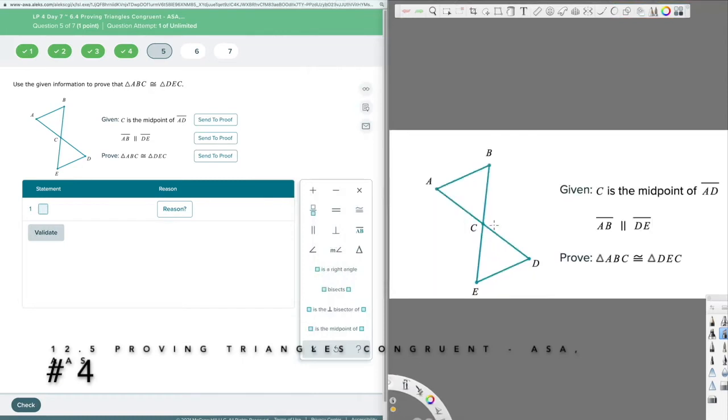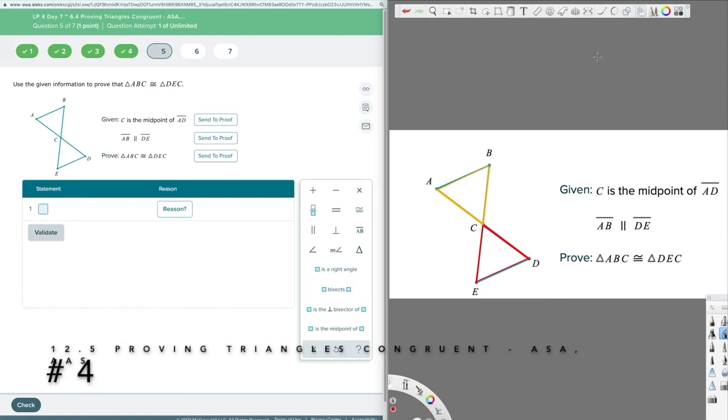Okay, so we're given a couple of pieces about these two triangles again. If we're looking at the two triangles, we have ABC, and we want to prove that ABC is congruent to DEC. So these are the two triangles we're looking at here. Highlighting them in different colors might help, so that you can see the two triangles a little nicer.